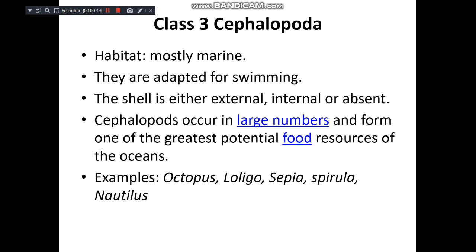They are all mostly marine organisms, though there are one or two freshwater and terrestrial forms. But generally speaking, they are all marine forms, and they are adapted for swimming also. They don't crawl or walk, but mostly they swim. The shell may be external, sometimes the shell may be internal, or there are examples where the shell is totally absent.